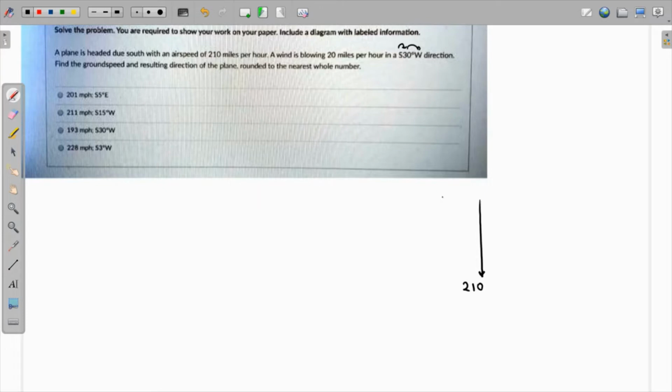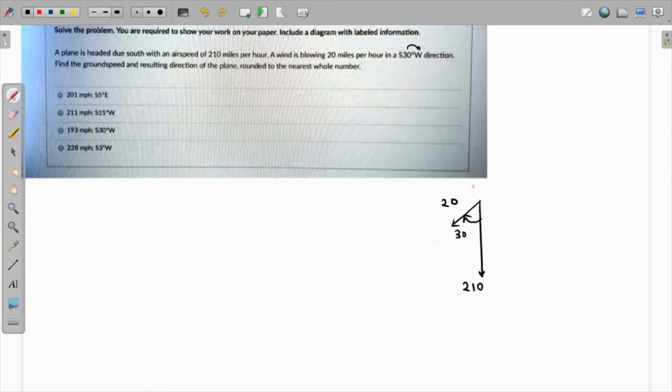So west is over here. So a west from south is like this. So this is 30 degrees and this is 20 miles. Really, the length of the vector will not be that much because the length actually determines the magnitude. So against 210, 20 is a very small vector. It is over here.